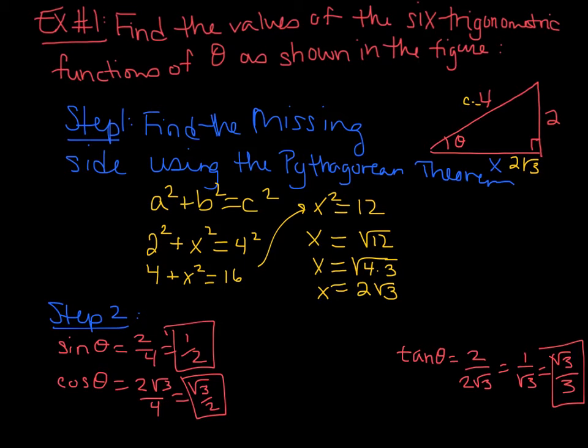So rather than trying to think about it as something like cosecant is hypotenuse over opposite, all I'm going to do for the cosecant is take the reciprocal of the value I got for sine. So for sine, I got 1/2. Cosecant is just going to be 2 over 1, or 2.